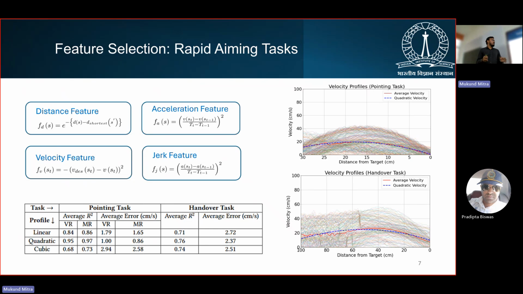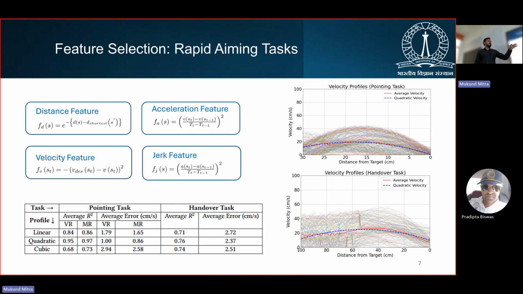The features that we used here are specific to rapid aiming tasks. Both the pointing task as well as the handover task come under the category of rapid aiming tasks, which have certain properties. These features define how the task has been carried out. Suppose the users take the shortest path possible, the distance feature captures any deviation from the shortest path. Similarly, we have a velocity feature.